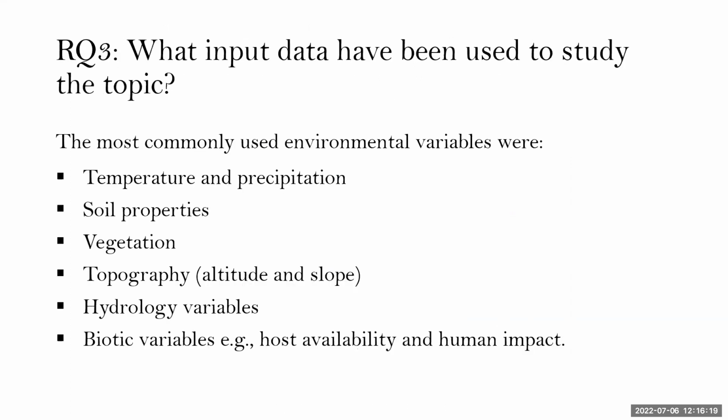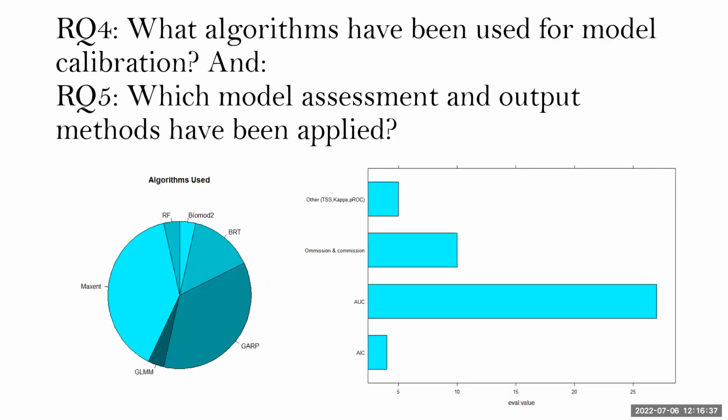And then the most common environmental variables used across studies were temperature and precipitation, soil properties, vegetation, and topography. Only 4 studies used hydrology variables, and 7 used biotic variables such as host availability, meaning livestock and wildlife densities, and human impact. And the pie chart on the left shows the different types of algorithms that have been used in the past for model calibration. The most common algorithm choice was Maxent and GAP.